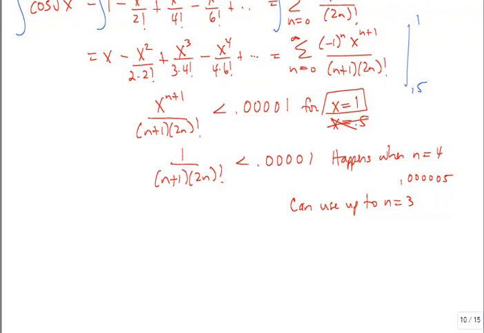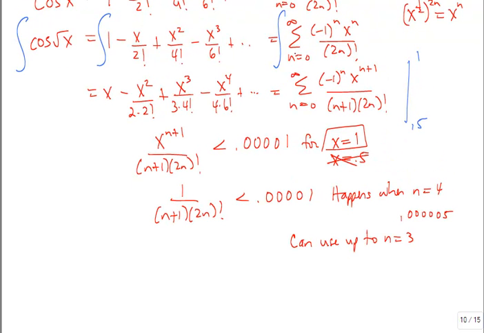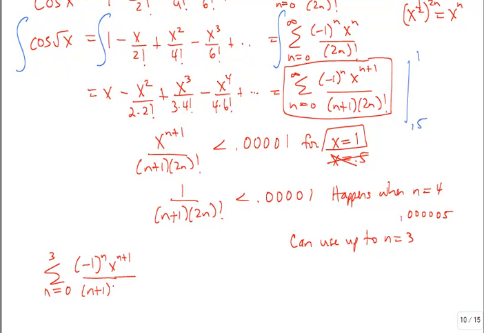So we want to go back to our series, which was up here. And instead of doing all infinite number of terms, we're just going to go up to n equals 3. So from 0 to 3. And that will give us the desired accuracy. Whoops, I'm looking in the wrong one, sorry. What I want to be looking at is right here. This was the result of the integration. So negative 1 to the n, x to the n plus 1 over n plus 1 times 2n factorial. That's the power series that we got after integrating. And we're only going to look at these for n equals 0 to 3.